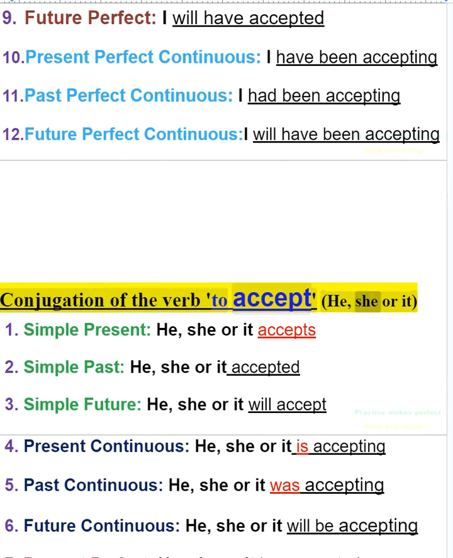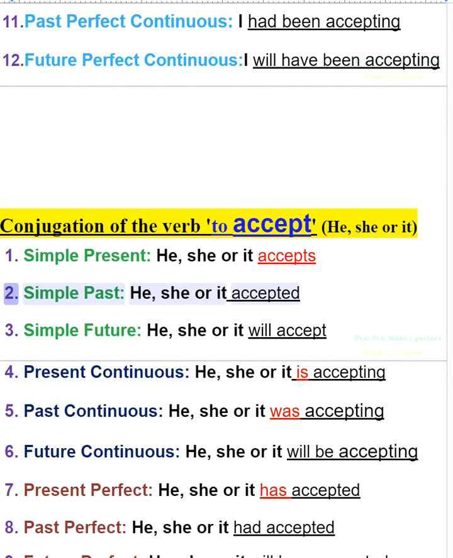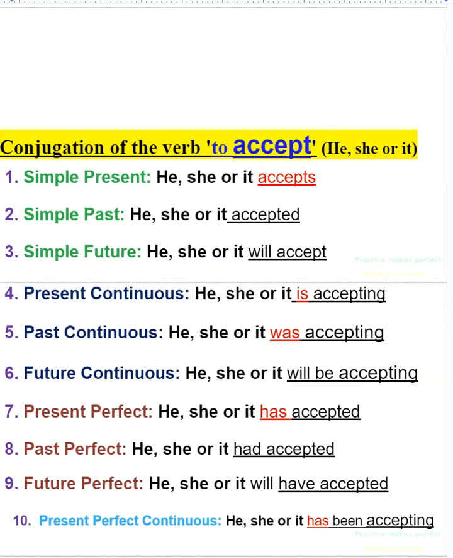He, she, or it. 1. Simple present. He, she, or it accepts. 2. Simple past. He, she, or it accepted. 3. Simple future. He, she, or it will accept.